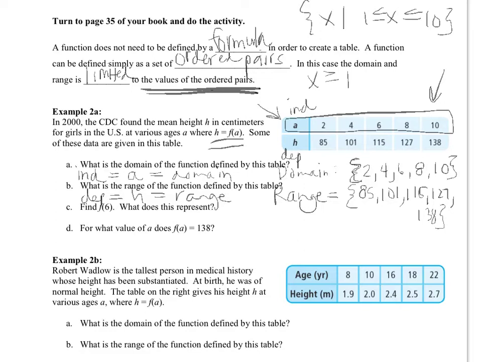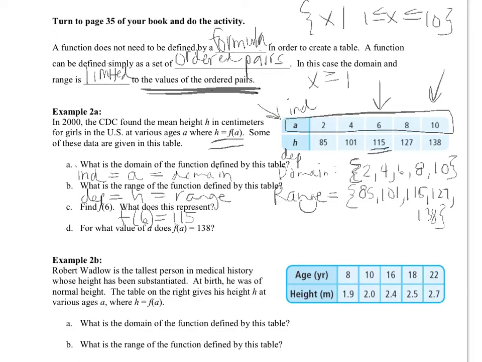Find f of 6. What does this represent? F of 6, so if we go in at the a, so f of a was f of 6, that's right there. F of 6 equals 115. For the a value of 6, the h value is 115. And what this means, at age 6, girls in the U.S. have an average height of 115 centimeters.